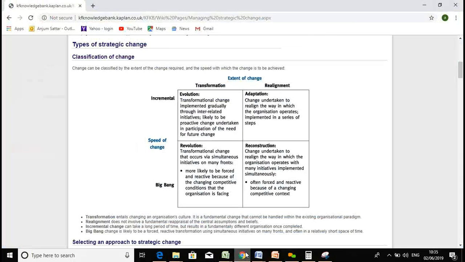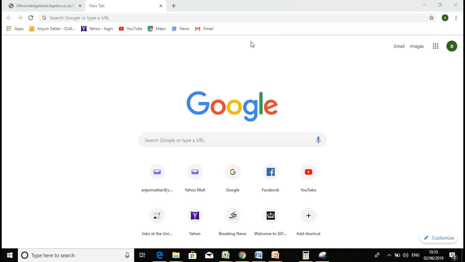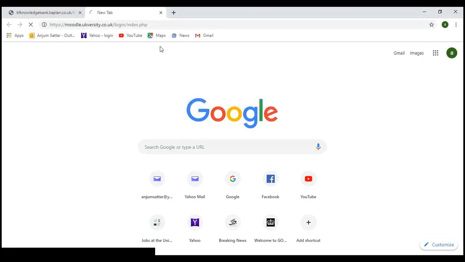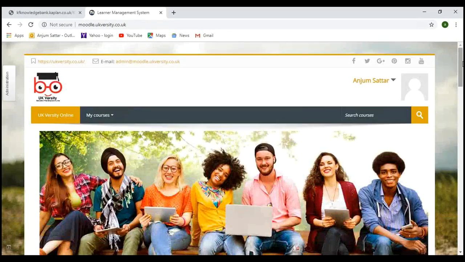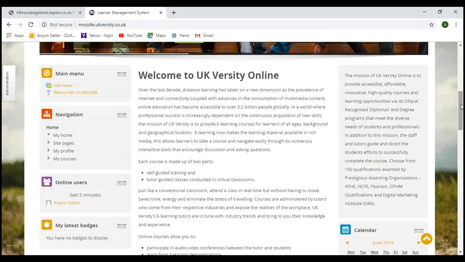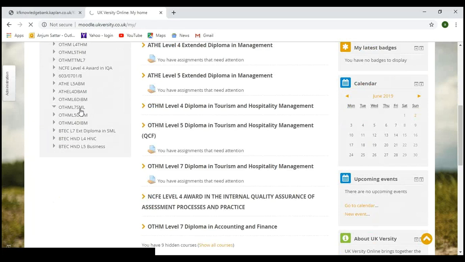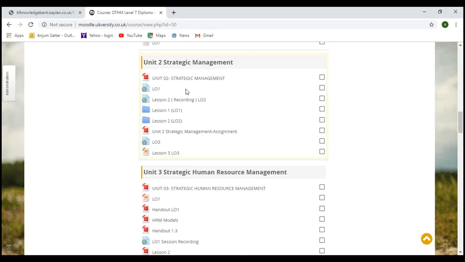Before starting today's lesson, let's first recap what we learned up to now, and then we'll start the proper session. So we're doing CMI level 7, strategic management and leadership, unit 2. You can find all resources on Moodle as well.